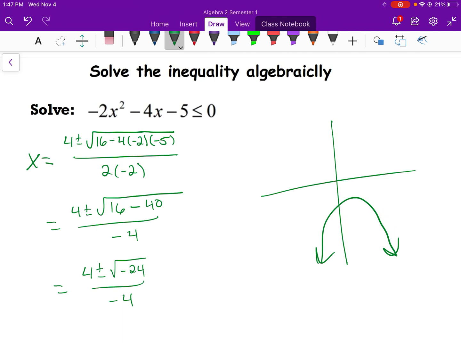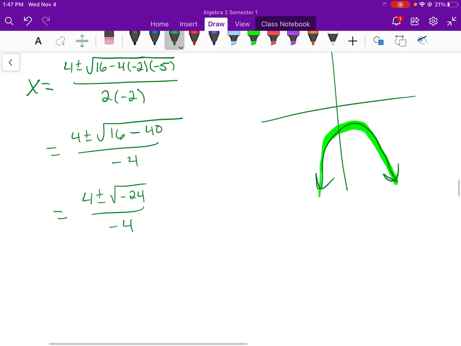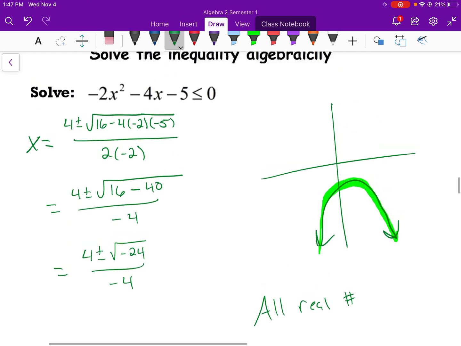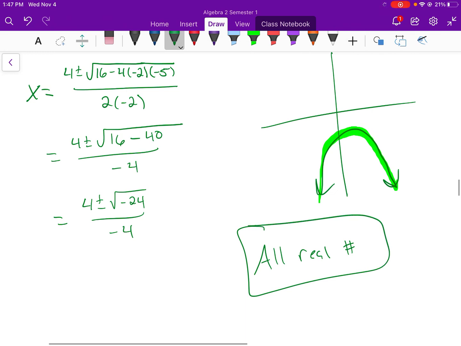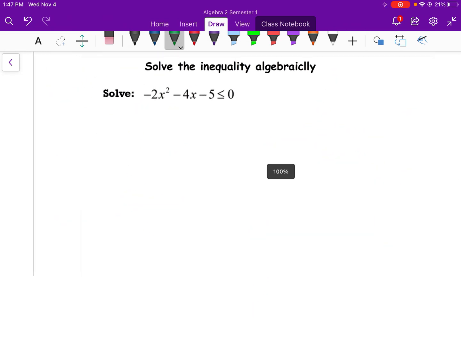Now that we have that, we still need to look at the inequality. It's saying less than or equal to 0, so we're looking at below the x-axis. In this case, that would include everything on the graph. So we're looking at the x values that make this true. In this case, it's going to be all real numbers. No matter what I plug into x, we're going to get something that is less than 0. So that is our solution to that one. That one's a little more difficult.